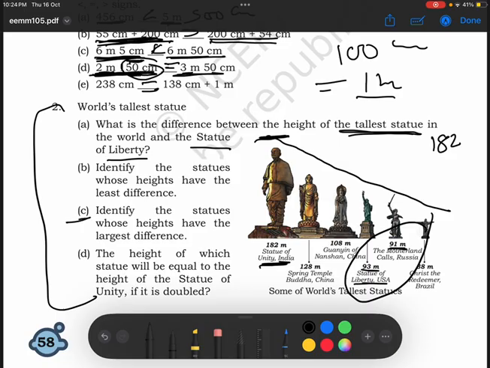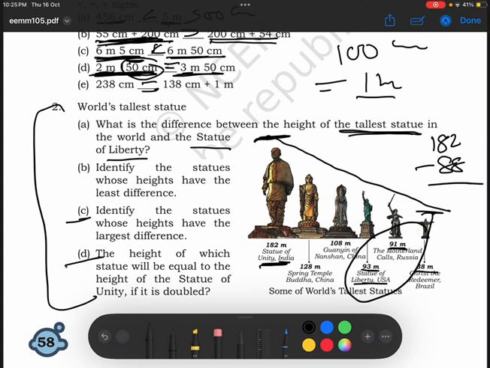In question number C, identify the statues whose heights have the largest difference. So obviously we will take the tallest statue and the smallest statue. So we will subtract 182 minus this, which is 88 meters. So you will subtract this and you can get the answer.